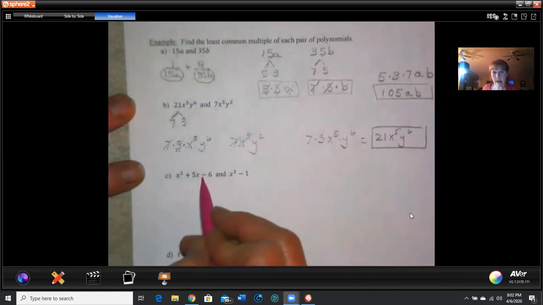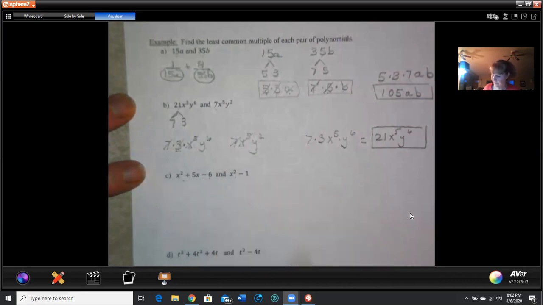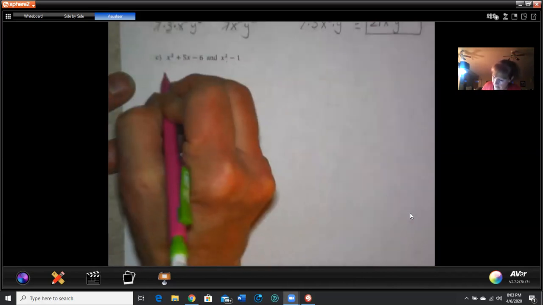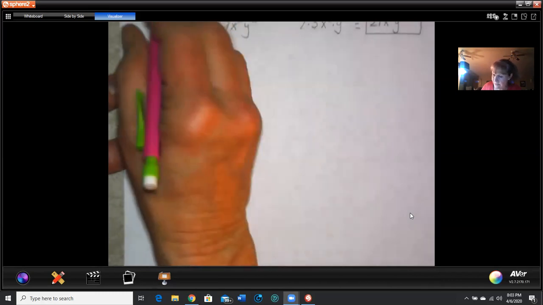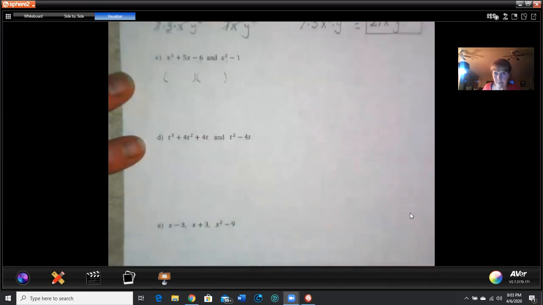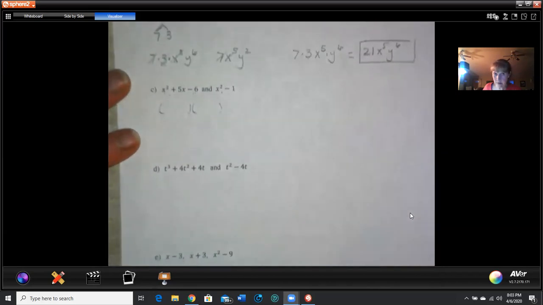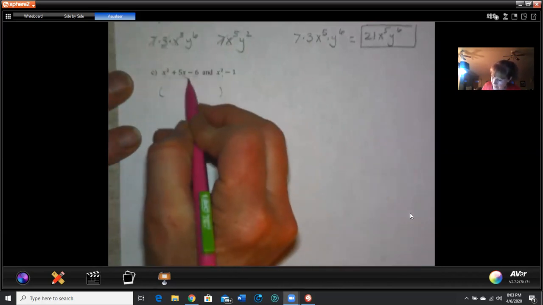Well, we're going to do the same thing here. We're going to factor these. What times what gives you this number? And then what times what gives you this? And to do that, we factor it. Look for the greatest common factor. Nothing. So we're going to factor this just like we did the 15 and the 35 above, or the 7 and the 3 with the 21. So we're going to break it into multiplication. So we're doing this one here.